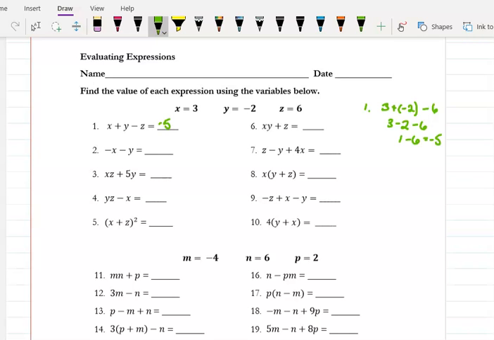Okay, number 2, negative x minus y. So again, x is 3, so negative x, negative 3, minus y is negative 2. So now we have two negatives in a row, which means it becomes positive. So negative 3 plus 2, and then subtract and take the sign of the higher number, which would be negative 1.